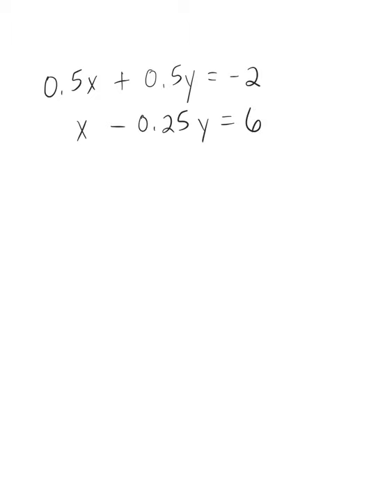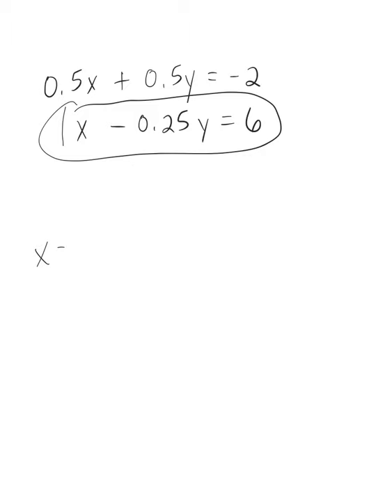This next example, I have 0.5x plus 0.5y equals negative 2. I have x minus 0.25y equals 6. Now the worksheet says to solve by elimination multiplication, but this x has a coefficient of 1. So I'm going to take this equation and get x by itself. I'm going to add the 0.25y to the other side. And now I can solve by substitution.